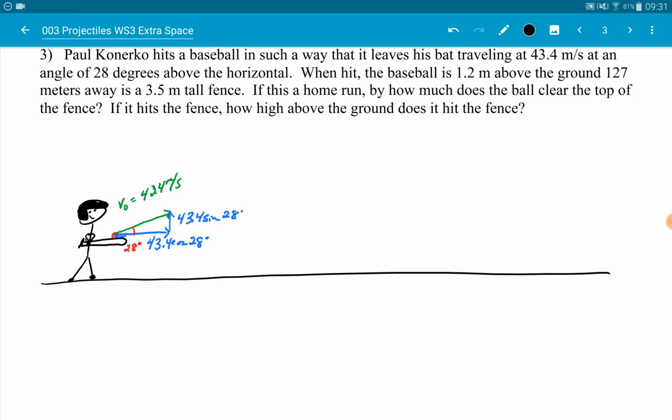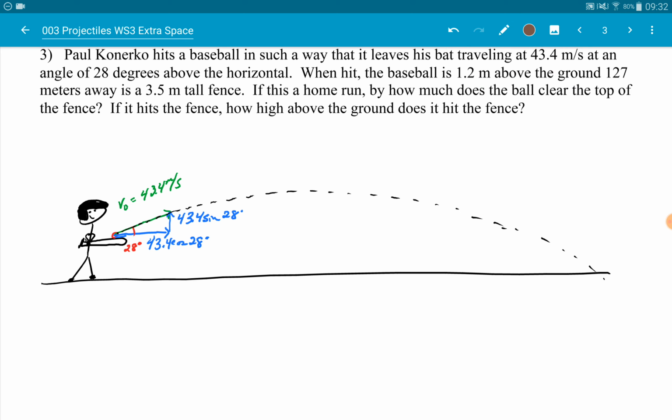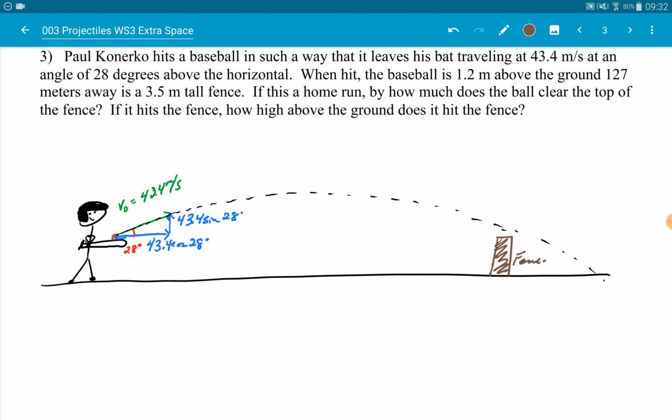Now let me draw in the path. The path is going to take some sort of parabola. Looks something like that. And then we also have this obstacle here. So we have this fence, and it's 127 meters away. And I don't know if I should draw the fence lower or higher. So I'm just going to draw a representative fence here, label it a fence, in case somebody looks at this and goes, what the heck was that? And then 127 meters, technically the fence has 0 width here. We're not worrying about how wide that thing is. 127 meters, did I get that right? Yep, 127 meters away from the ball.